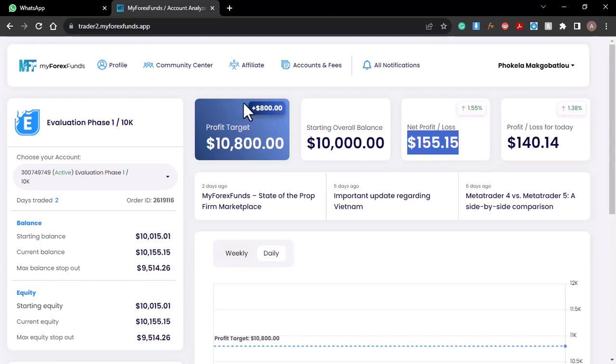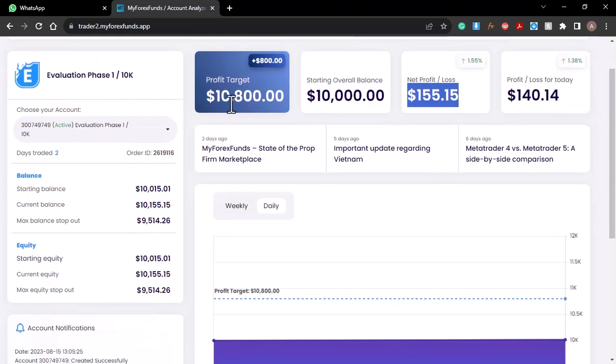And as you can see, obviously the target we're supposed to hit is 800, so this is how our balance should be. And yeah, that's pretty much it. As you can see, now we're on day 2, so that's how the challenge is standing at the moment.